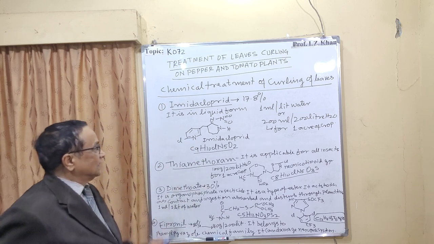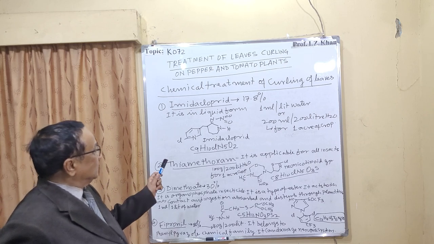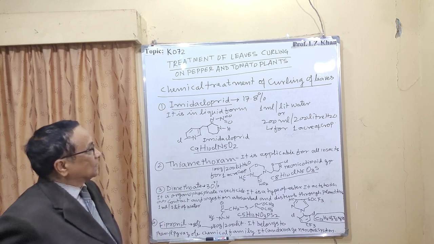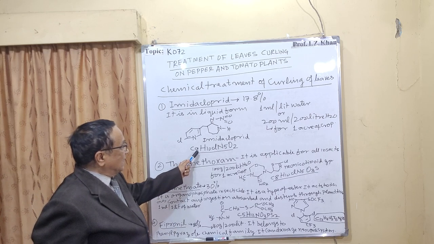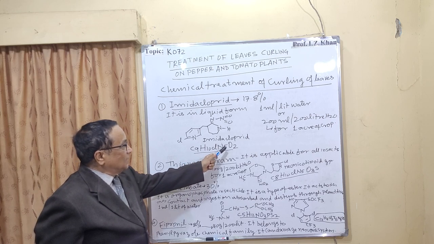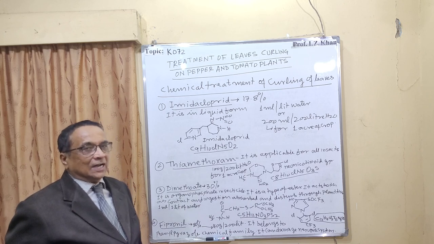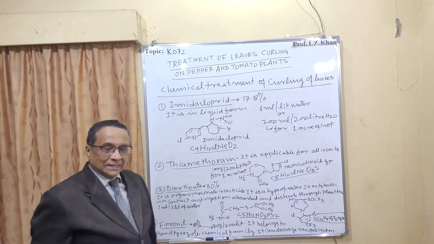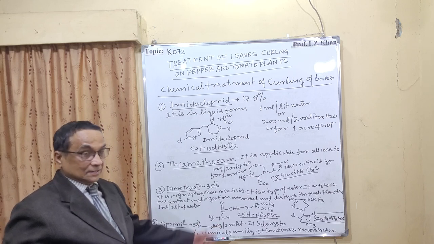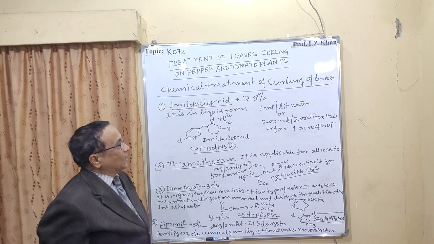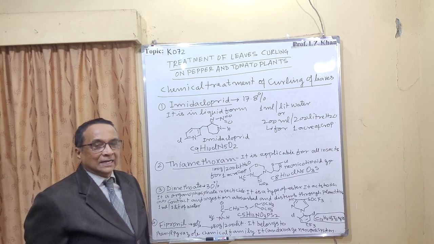So it is under the group called neonicotinoid. Neonicotinoid is a type of insecticide. The molecular formula is C9H10ClN5O2, and if you are using a small quantity, you just add 1 ml in 1 liter of water. But if the crop is in acres, then for 1 acre you have to add 200 ml in 200 liter of water and spray.